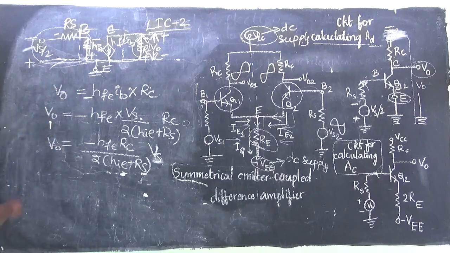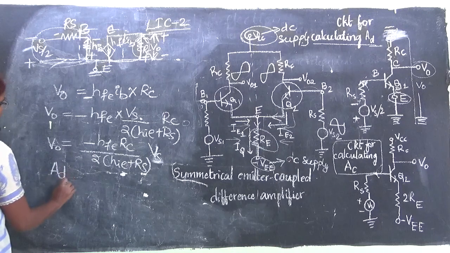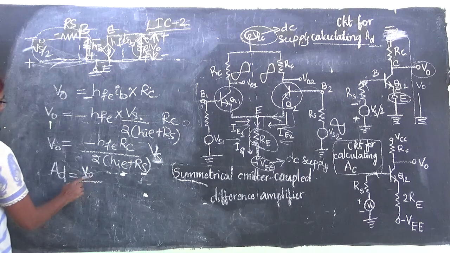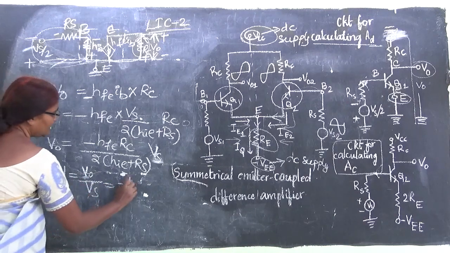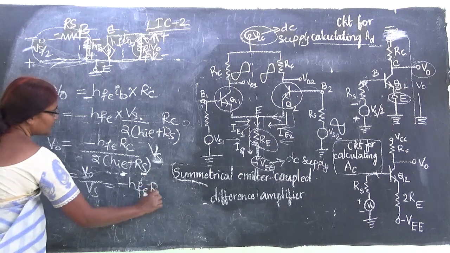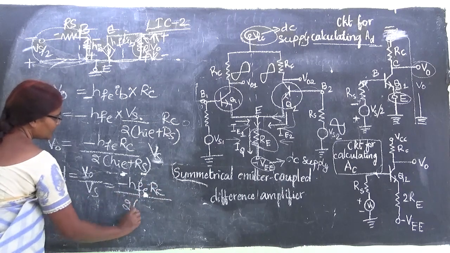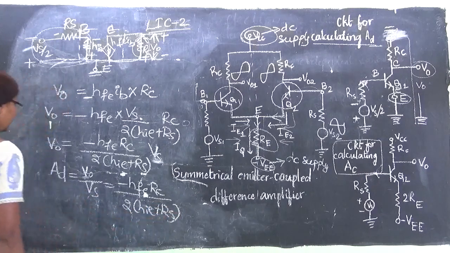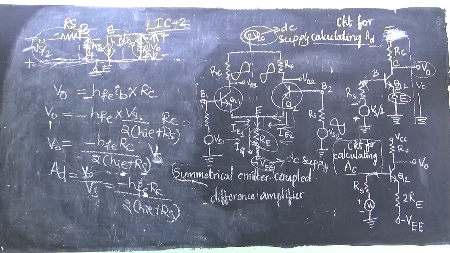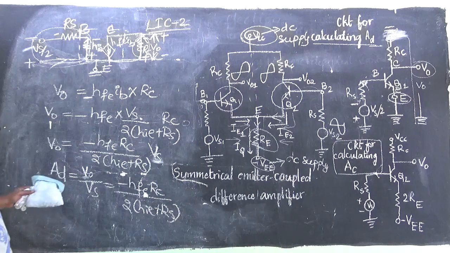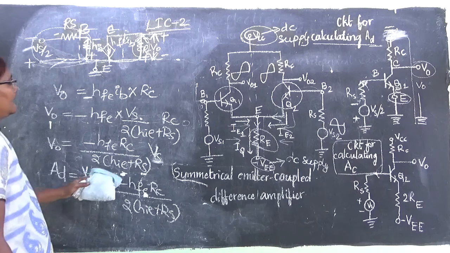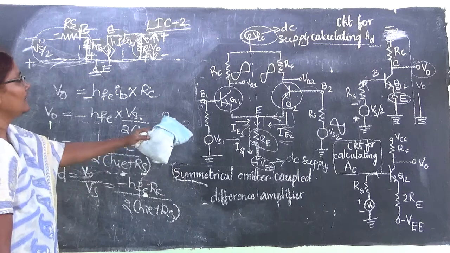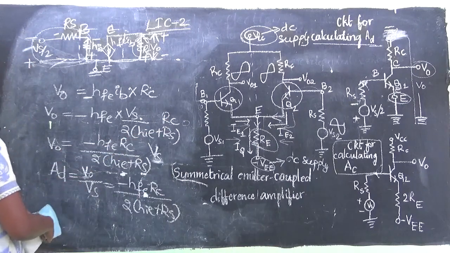So what is my AD? Differential gain AD is going to be V naught by Vs for different signals, which is nothing but minus HFE RC by 2 into HIE plus Rs. Now, this is the differential gain for the two different signals given to the differential amplifier or difference amplifier.